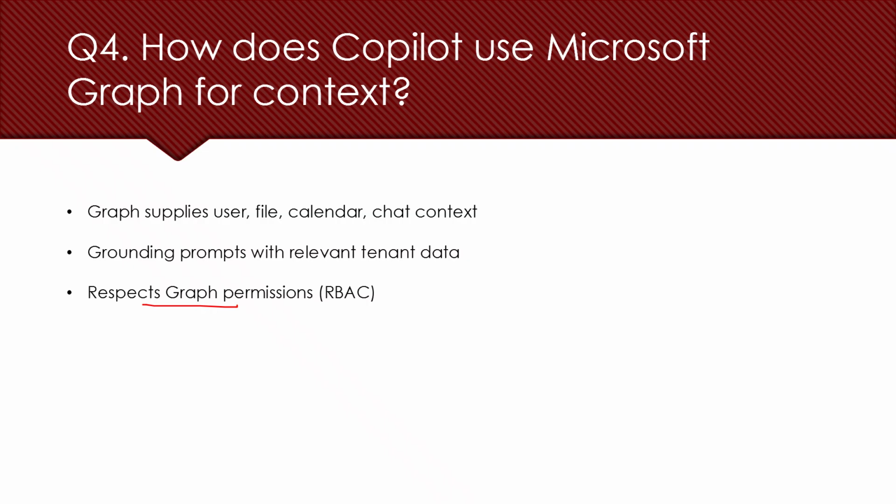The Graph is supplying the user's file, calendar, and chat context, whatever data the user can see and read. Graph is enforcing the permissions on that. This is grounding the prompt with relevant tenant data. So whatever data the user is accessing or has access to, only that data is available to the Copilot agent as well. And it respects role-based access control by applying the Graph permissions.